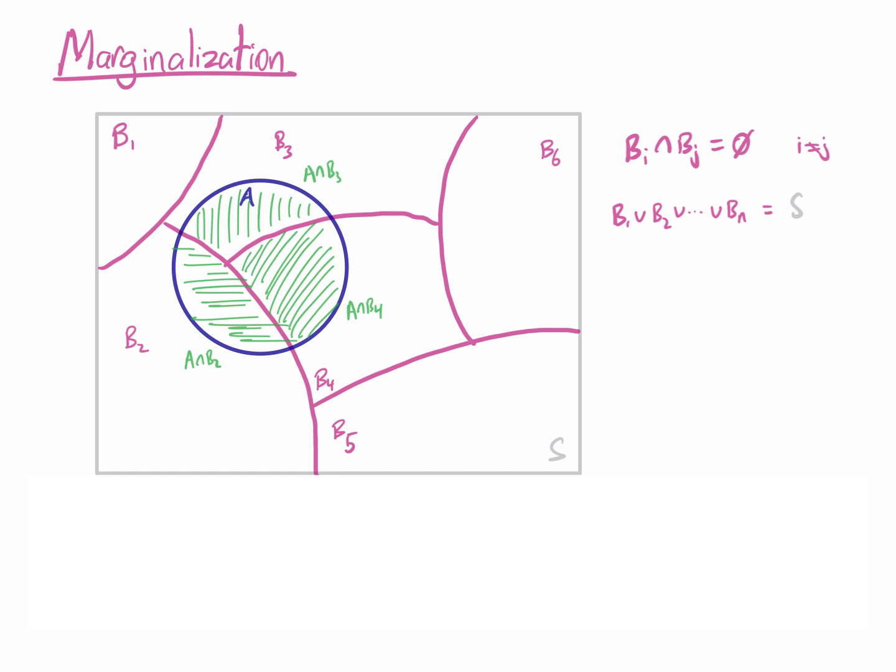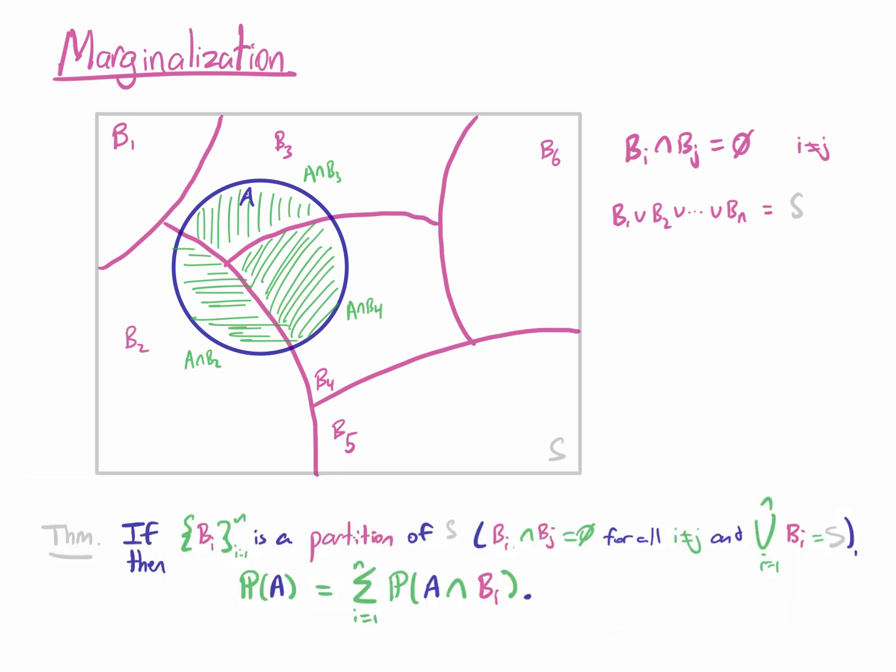If I want to know the probability of A, because all of these are disjoint, I can use the disjoint addition property and say that the probability of A itself is just the sum of the probability of each of these three intersection events: A and B3, or A and B4, or A and B2. And so this gives us our formula for marginalization. Here it is.